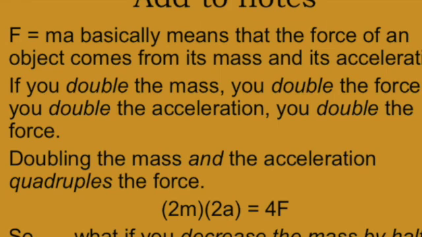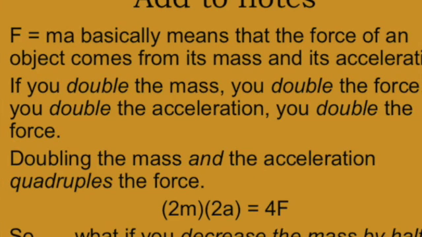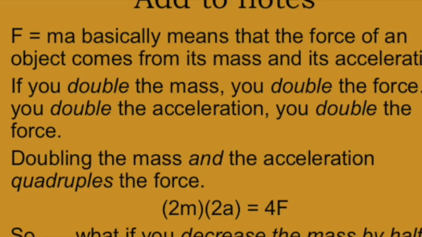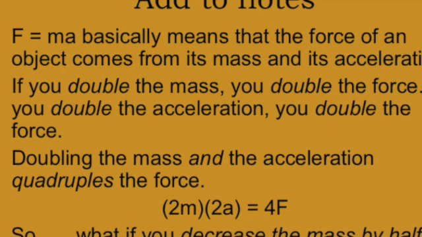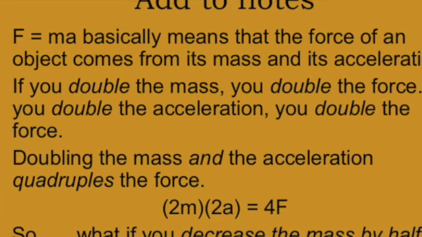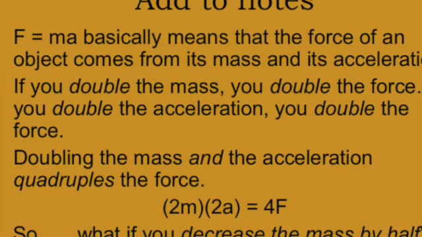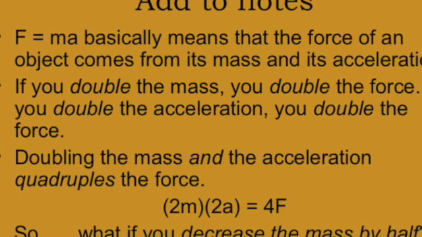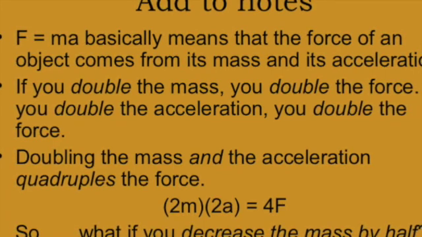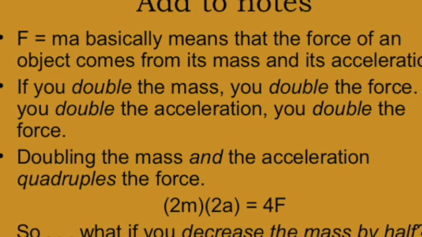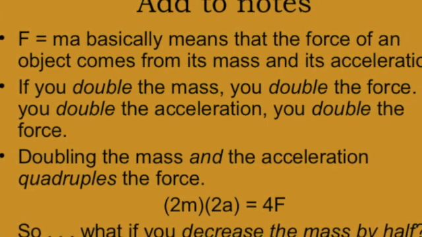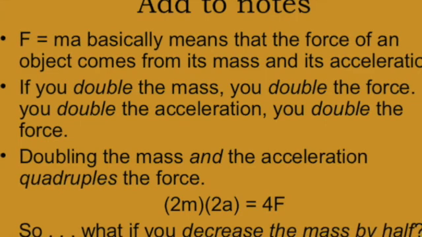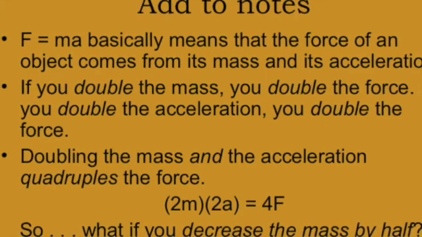So now let's look at our third picture here. What does force equals ma say? So we're going to put this down in our notes if you are taking notes. Force equals mass times acceleration. Basically what that means is that the force of an object comes from its mass and acceleration. So how much force does something have? Well, if we want to know how much force something has, we just need to know two things. How much mass does it have? And we need to know its acceleration.